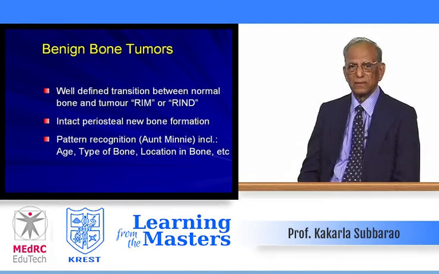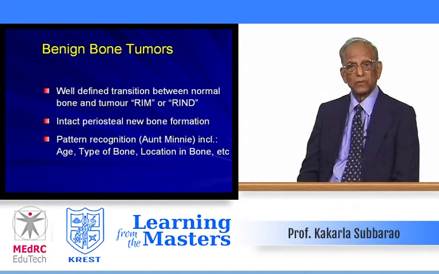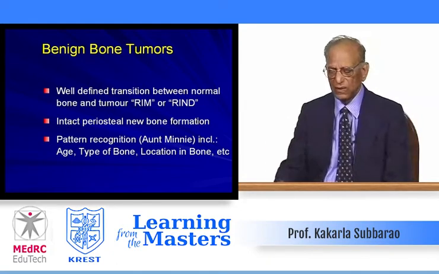Pattern recognition, so-called Aunt Minnie type. For example, by the age you can tell, by the type of bone you can tell, by the location in the bone you can tell. Epiphysis, few tumors do occur. Metaphysis, lots of bone tumors occur. Skull, certain bone tumors occur. So you have to know the type of bone, etc.